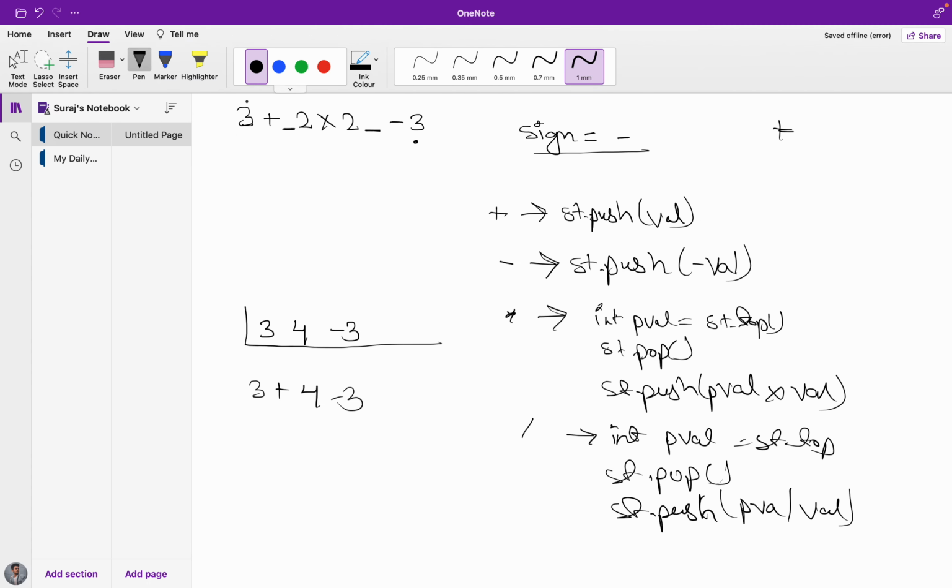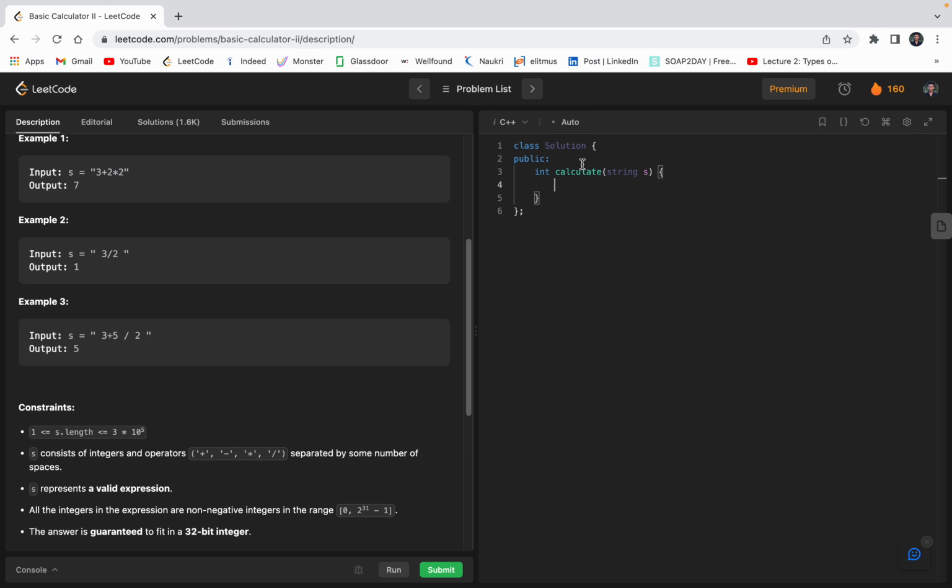If it was minus 3, then I would have encountered that the character is a minus, and I would have definitely updated the sign with minus. When I reach here and find that I have collected the value, then I will push into the stack as minus val, and it will be pushed as minus 3. So cool. Let's move to the coding part, guys.